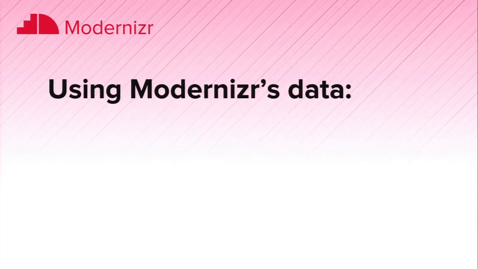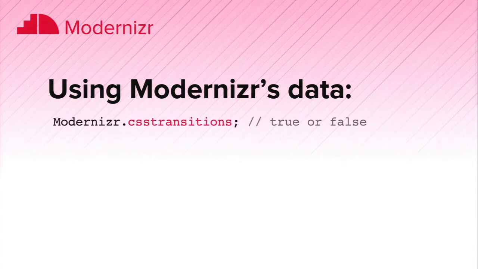So what do you do with the data? Because it's great that it detects all this stuff, but what do you do with it? It basically makes this data available to you in 2 different ways. The first is a global JavaScript object, which will have a bunch of properties on it, one for each test, and each property will be either true or false, depending on whether the browser actually supports that feature. So in this example, we have Modernizr.csstransitions, and that'll be either true if the browser supports it, or false if the browser doesn't.